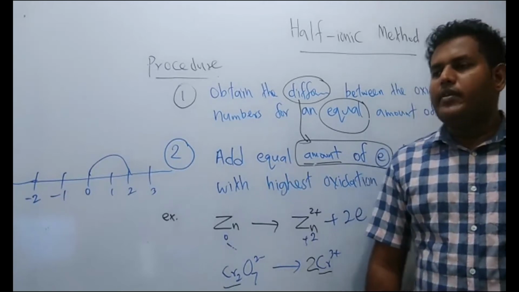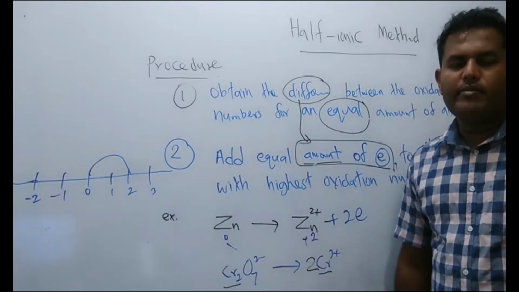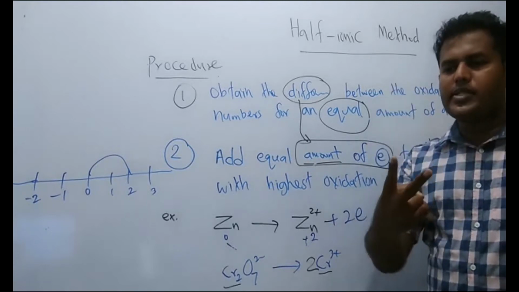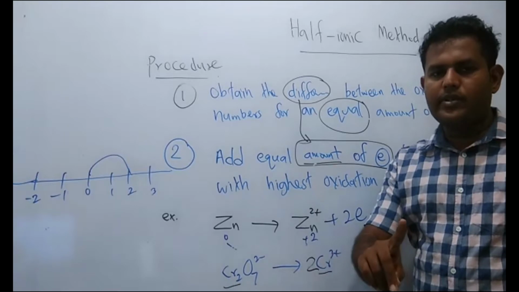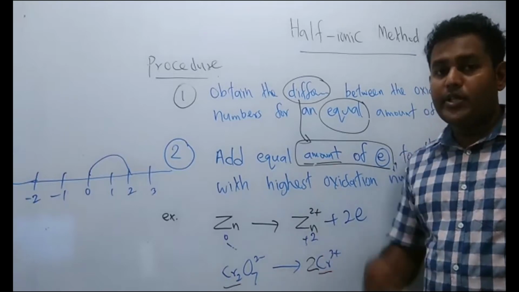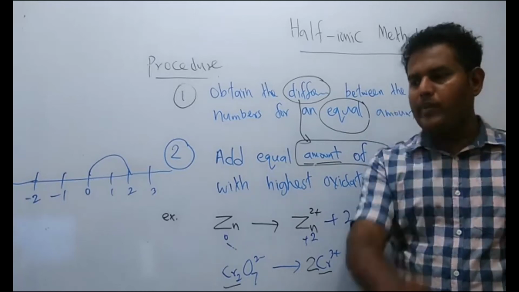So then, however, don't find the oxidation number for 1 atom. Take it for 2 chromiums. Okay. So then this side, what is the oxidation number? Not for 1 chromium. I have balanced it for 2 chromiums. You have to take the oxidation number also for 2 chromiums. So what is the oxidation number for 2 chromiums?